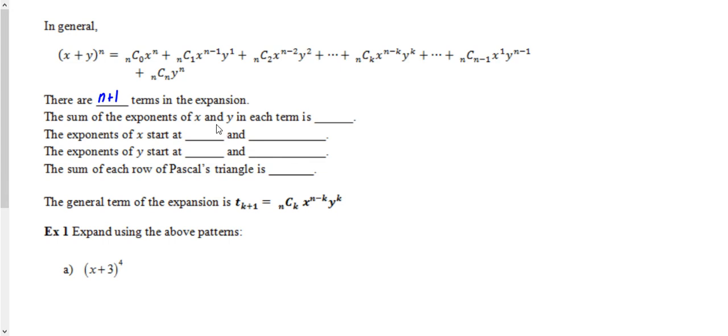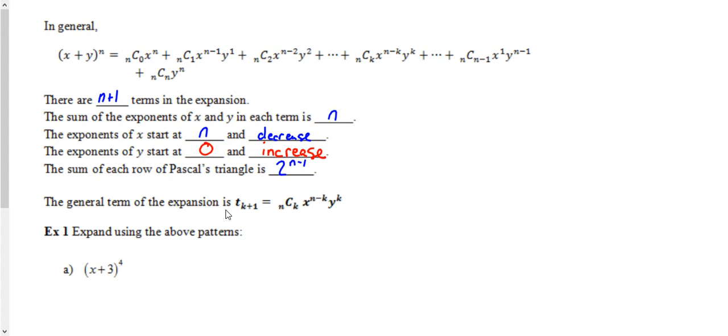The sum of the exponents of x and y in each term is n. Your degree is n, so all your x's and y's exponents have to add up to n. The exponents of x start at n, start at your highest, and they're going to decrease. And your exponents for y start at 0, and they'll always increase. The sum of each row of Pascal's triangle, if you added up every row, is 2 to the n minus 1, and that was your total sum.